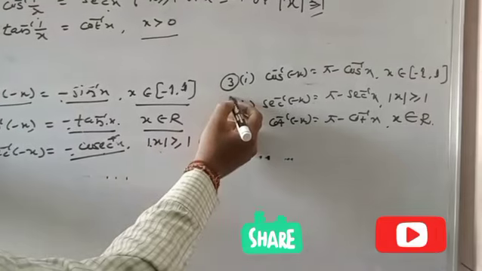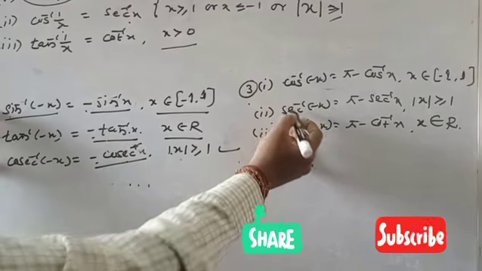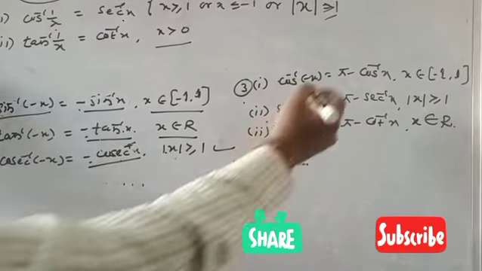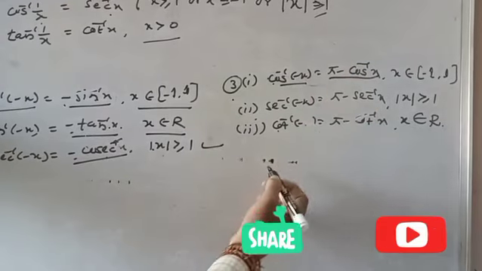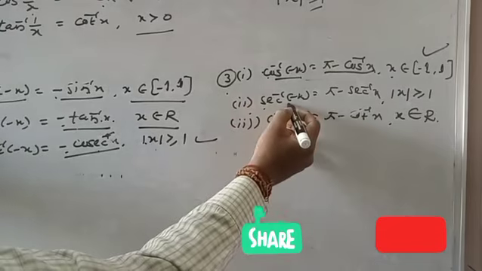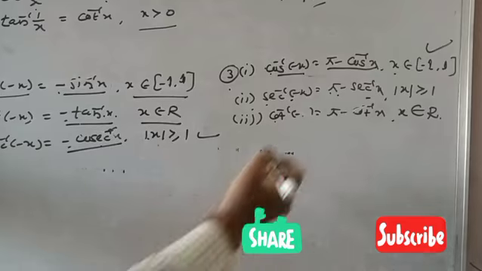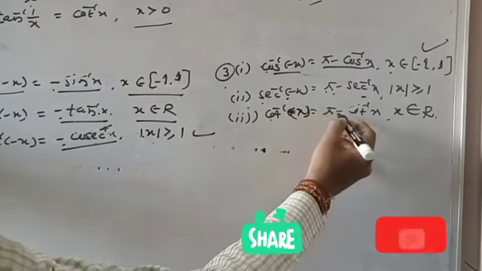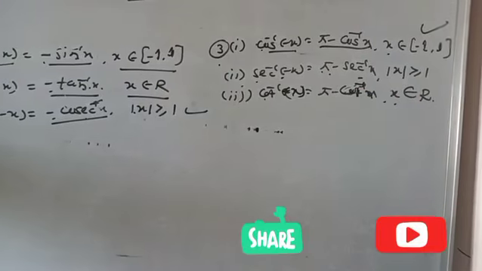Third property, for the other three inverse trigonometric functions: cos inverse, sec inverse, cot inverse. If minus is given, cos inverse of minus x is equal to pi minus cos inverse x, where x belongs to the closed interval -1 to 1. Sec inverse of minus x is equal to pi minus sec inverse x, with mod x greater than or equal to 1. Cot inverse of minus x is equal to pi minus cot inverse x, where x belongs to R.